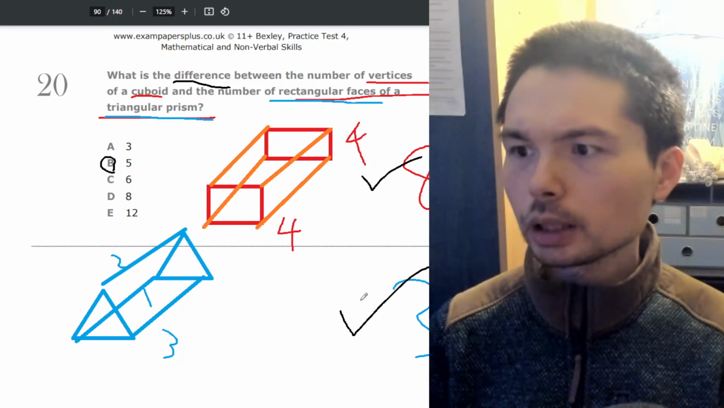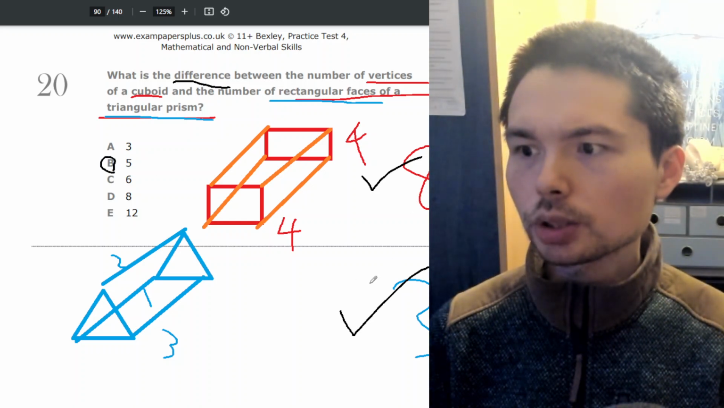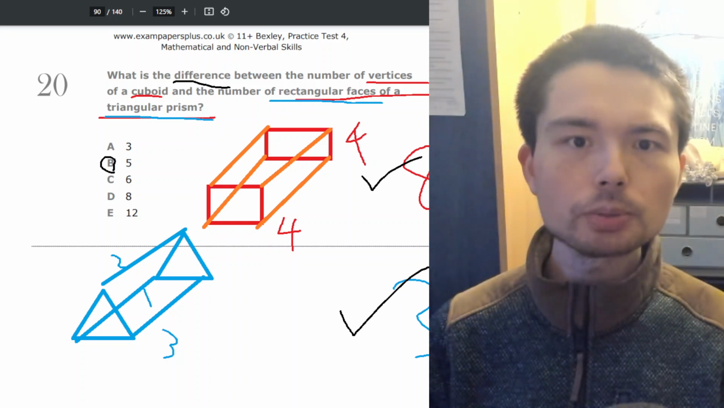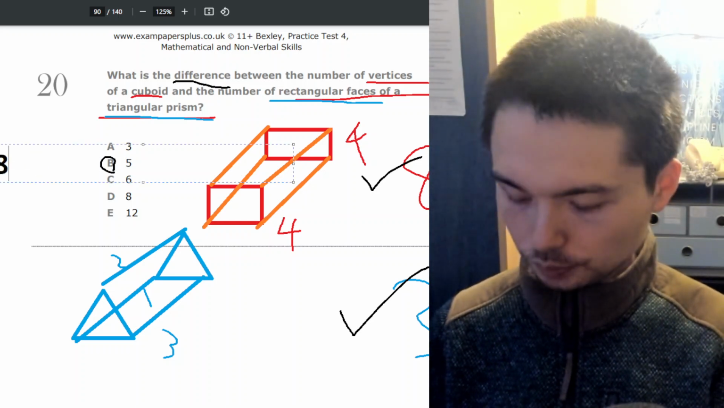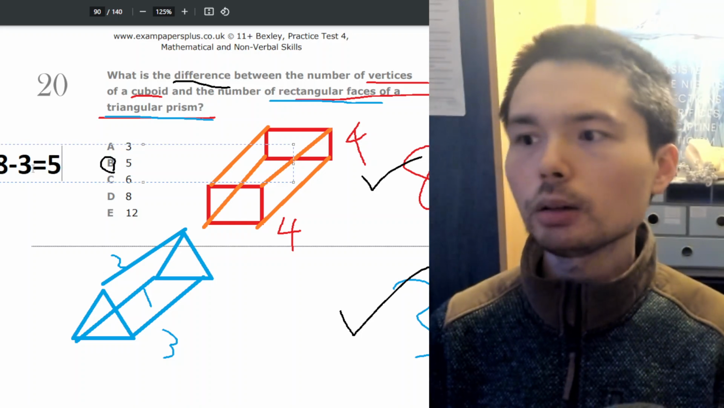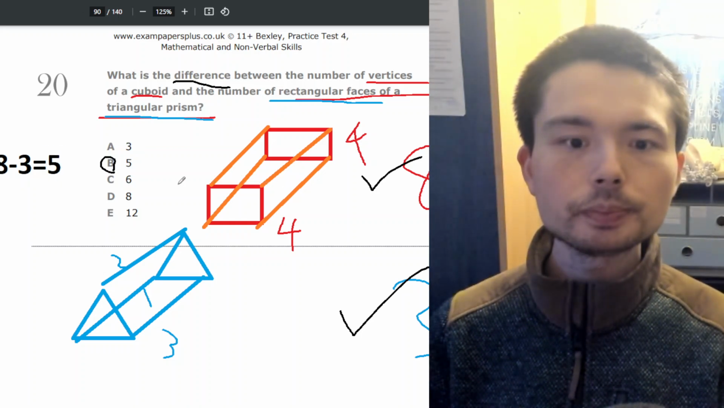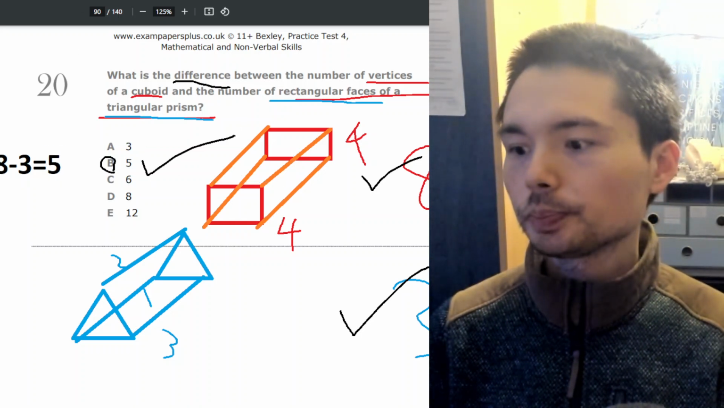I've just realized my numbers are a bit off screen, but you can see that here. I'll just put it here. 8 minus 3 is 5. Done. Need to change the layout of the screen. I'll do that later. Correct.